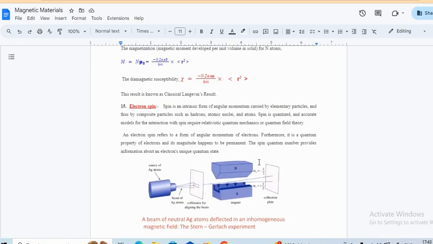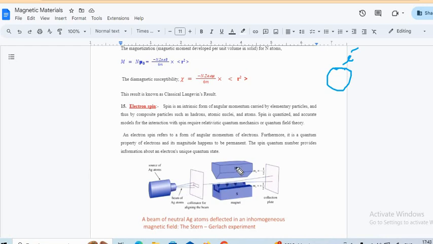Now, in the year 1922, one experiment was performed where silver atoms were passed through. We take the silver atom because it is a metal, so in the outermost shell there is a single electron. At the center there is the nucleus, and all the other electrons are balanced with each other, balancing the forces. So it behaves like a single electron is moving through.